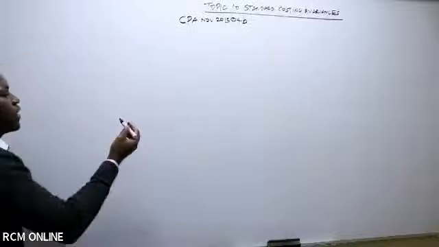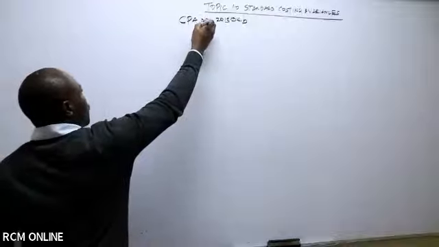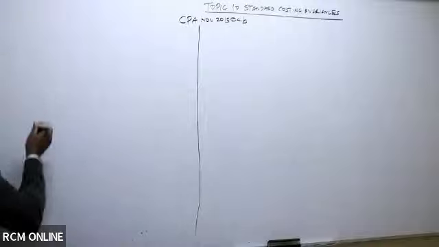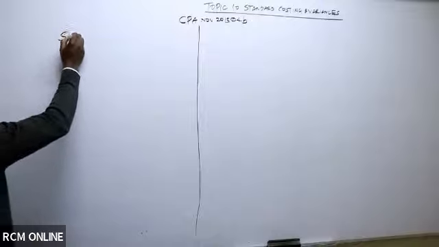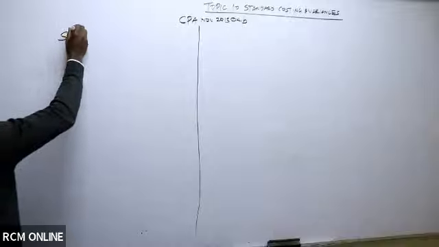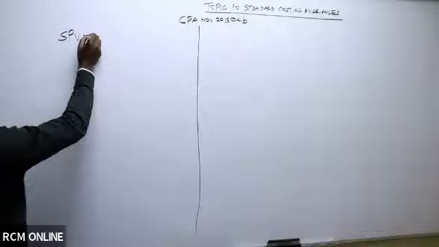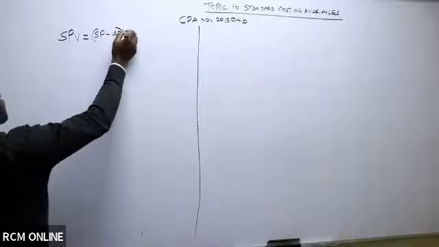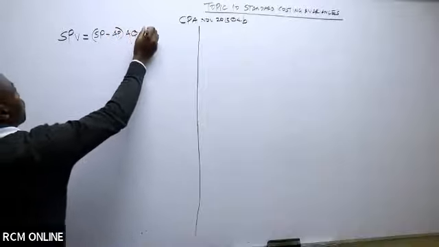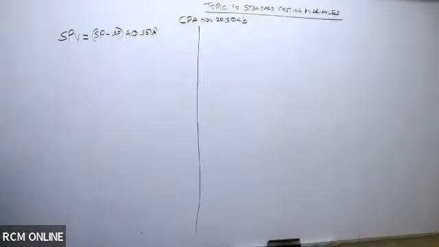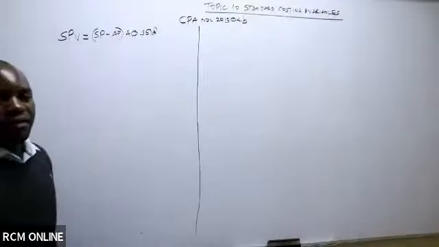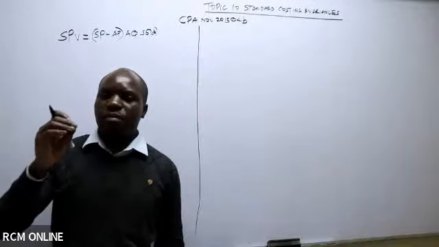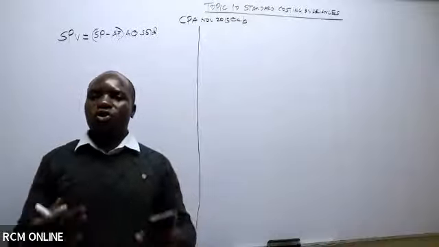So we are going to start with the first formula. If you know these formulas, you don't even need to read anything about topic number 10, if you are able to master these formulas. So the selling price variance. Selling price variance is equal to standard price minus actual price times actual quantity sold. That is what you need.